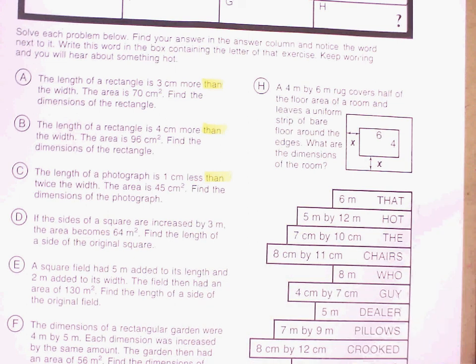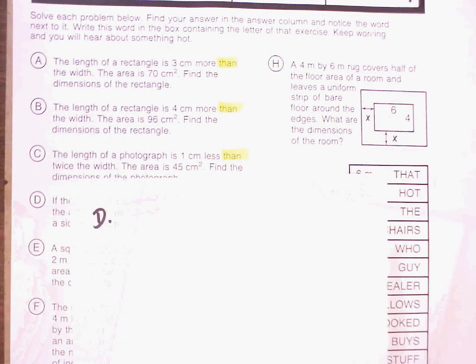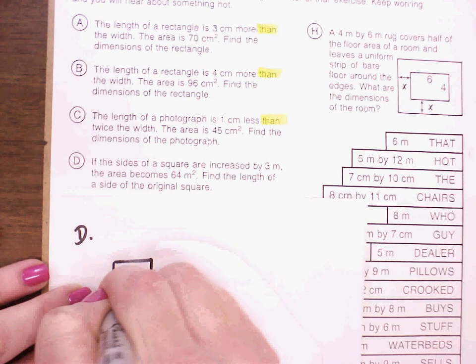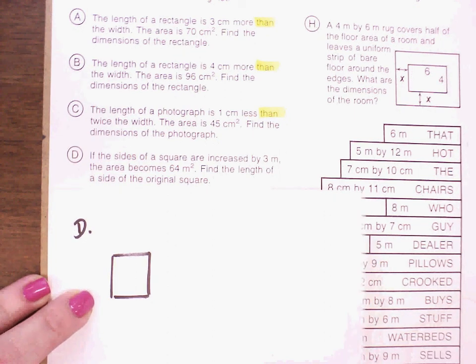If the sides of a square increase by 3, the area becomes 64. I highly encourage you to make pictures because it's hard to see, okay? So, I'm going to make a square. Do you know the sides of that square? No, you don't. But you do know that all the sides on a square are equal. So it doesn't matter what this side is, it's going to be exactly like that one, right?